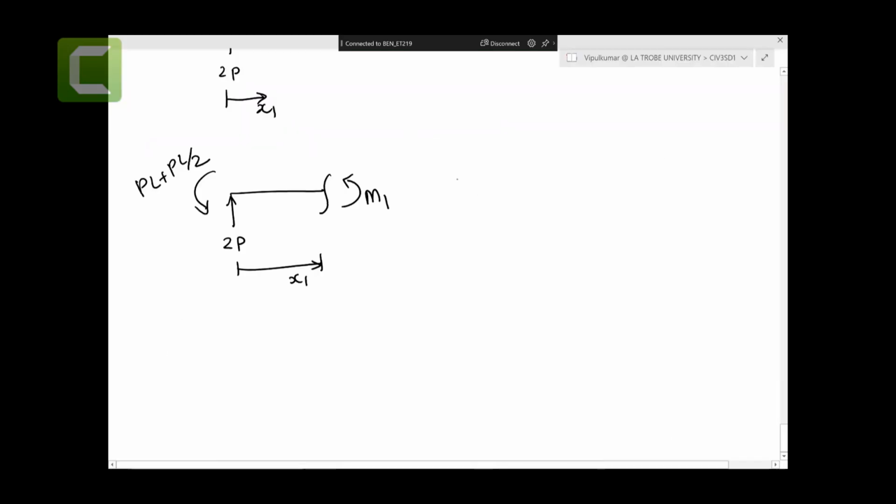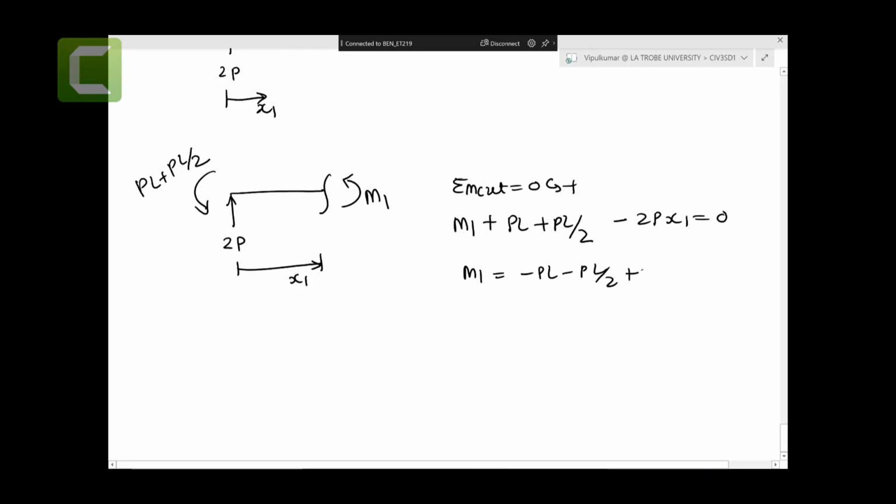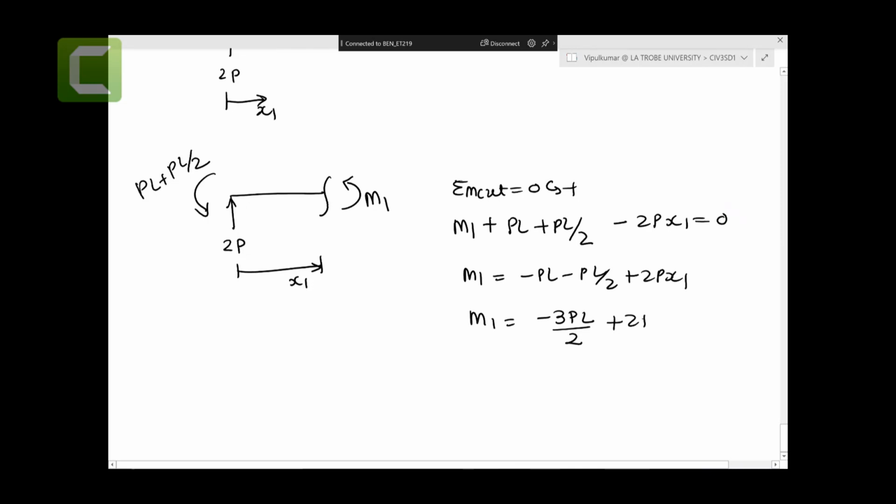Right, so sum of the moment at the cut equal to 0, anti-clockwise is positive: M1 plus PL divided by 2 minus 2P x1 equal to 0. So capital M1 equal to minus PL divided by 2 plus 2P x1. So M1 equal to minus 3PL divided by 2 plus 2P x1. Alright, capital M1 done.